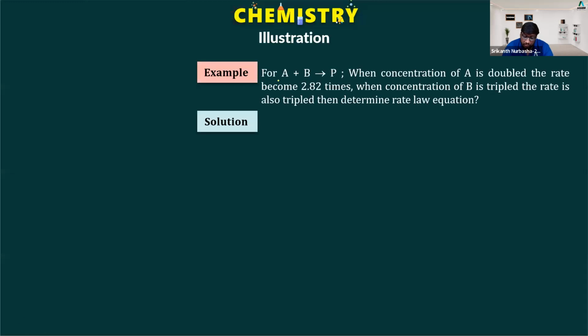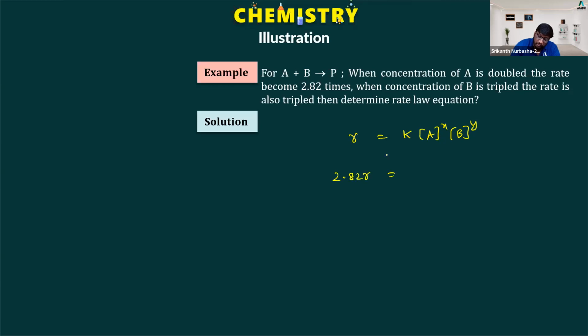Try to solve this question. For A plus B gives us 2P, when the concentration of A is doubled, the rate of reaction becomes 2.82 times. When the concentration of B is tripled, the rate of reaction is also tripled. Write the rate equation: R is equal to K into concentration of A power X into concentration of B power Y. When the concentration of A is doubled, the rate becomes 2.82 times.